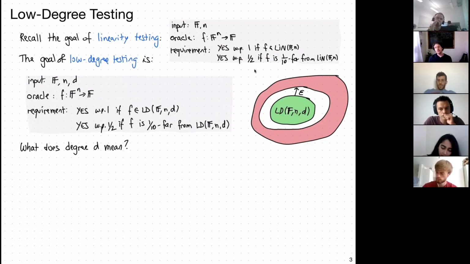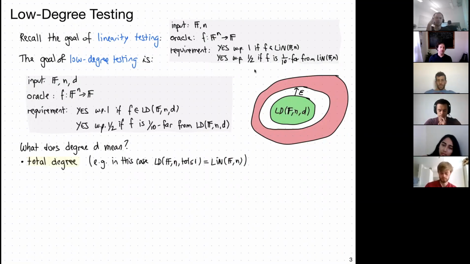Okay, so first, a pedantic but important question to ask, which is exactly the question that Amit asked right now in the chat. Thank you, Amit. What does degree d mean? So there are two standard definitions of degree.